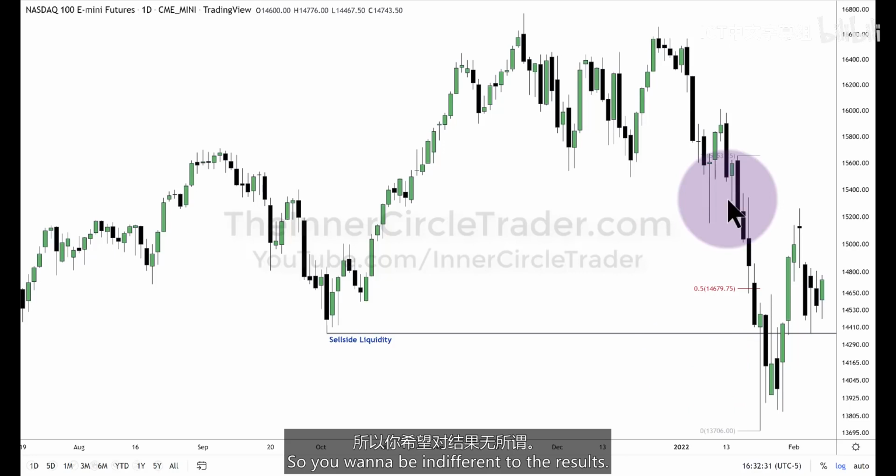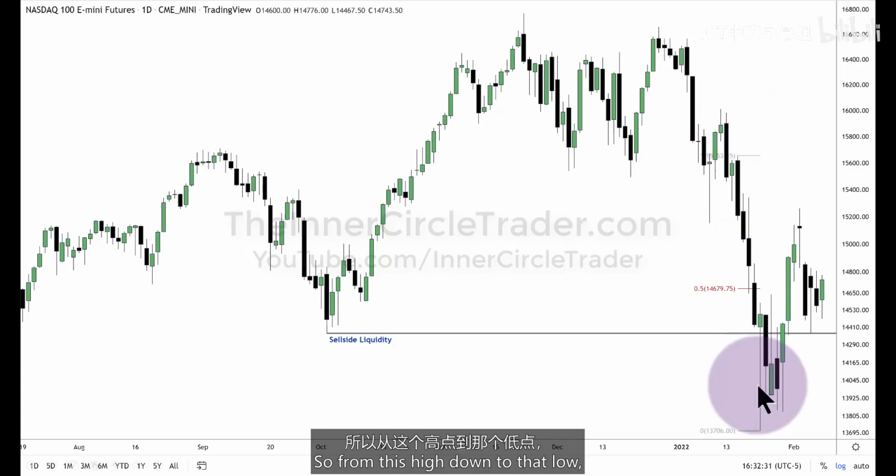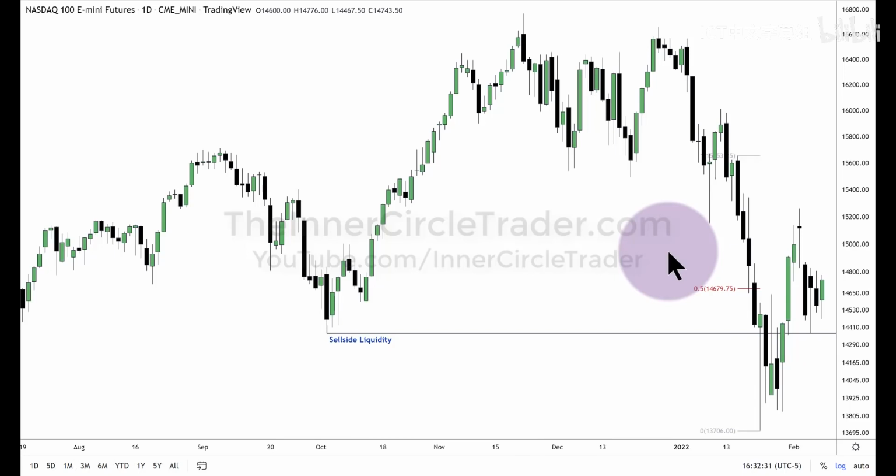So you want to be indifferent to the results. And in the beginning, that's important, by having a demo account using very, very low leverage, if not deleveraging. Okay. And I'll talk a little bit about that when we get into money management, but that's not this topic. So from this high down to that low, each day I'm going in with the expectation that it's going to likely set up a sell scenario where I can get short and hopefully buy back at a lower price.